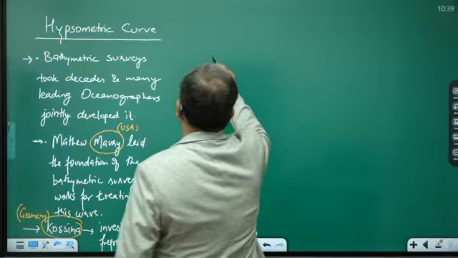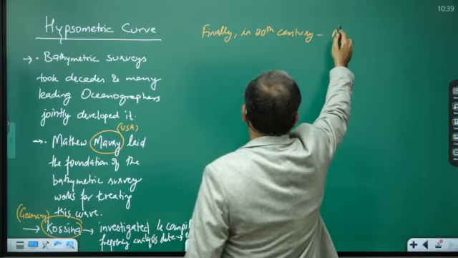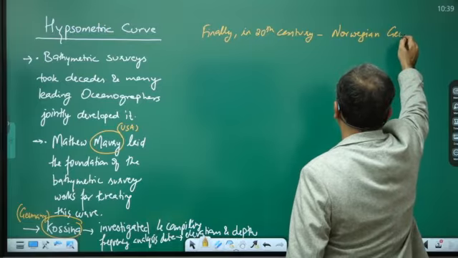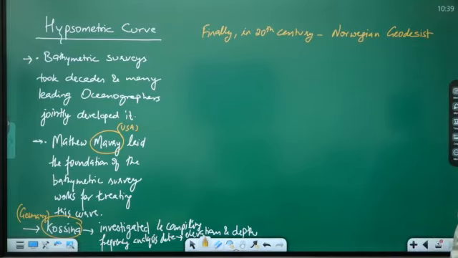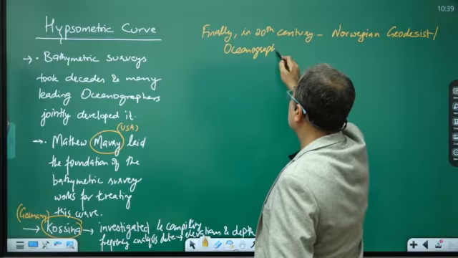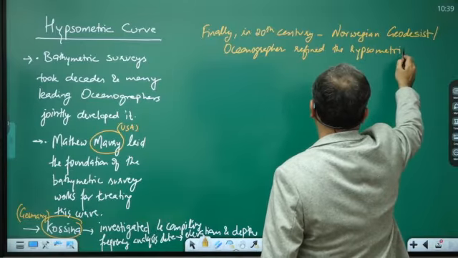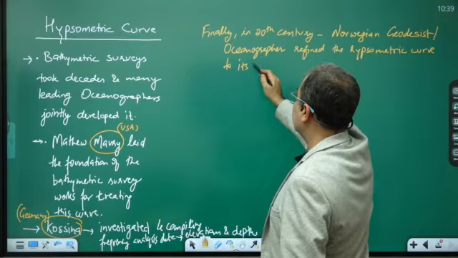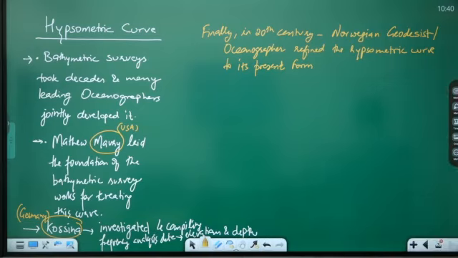And finally, in the 20th century, a Norwegian geodesist, who measures the Earth, otherwise you can write oceanographer, and the oceanographer refined the hypsometric curve to its present form.